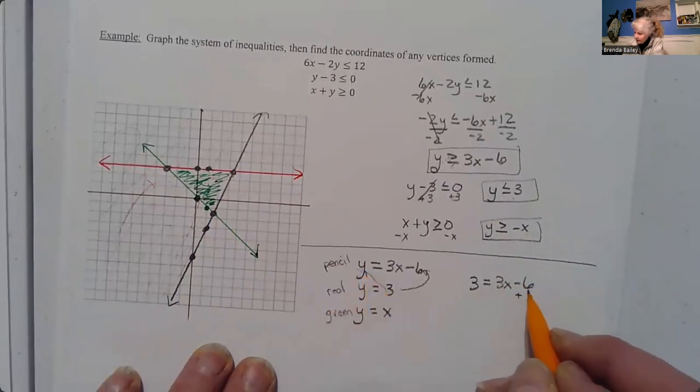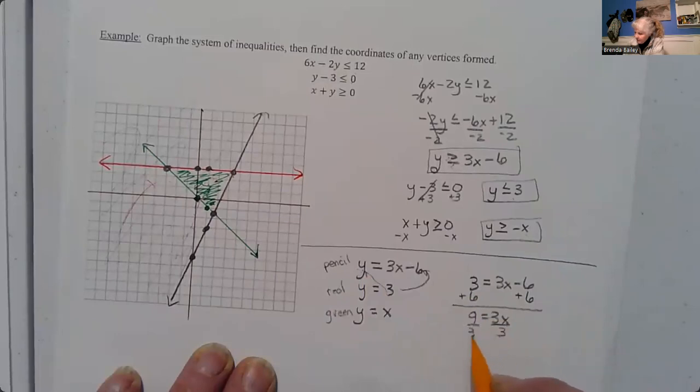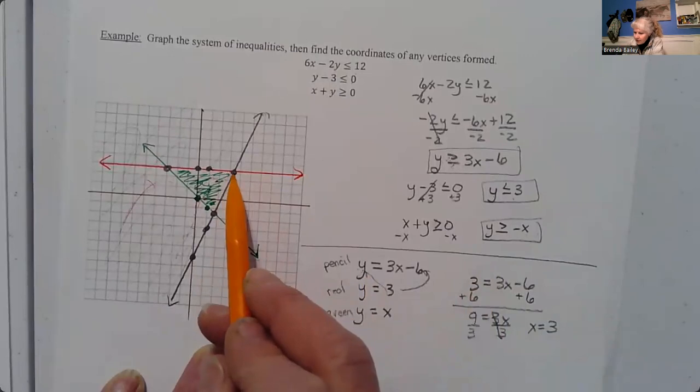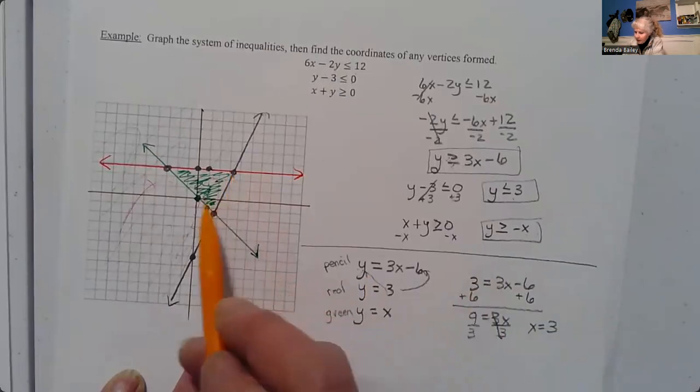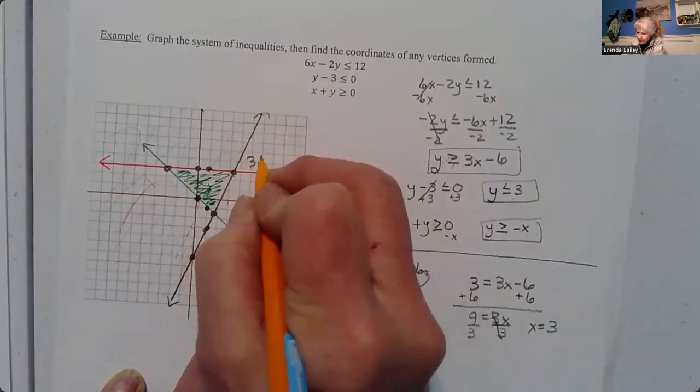You add 6. So you have 9. Divide by 3. X is 3. So this is the point 3, 3. And it looks like it on the graph too. 3, 3. That's one point of intersection.